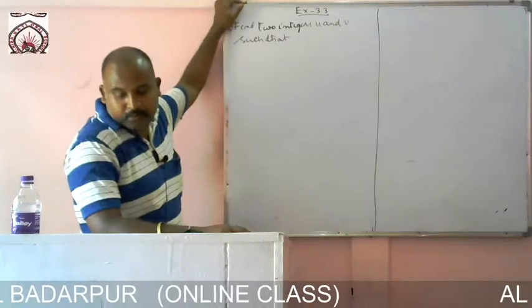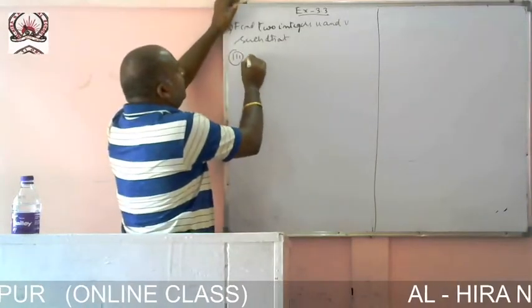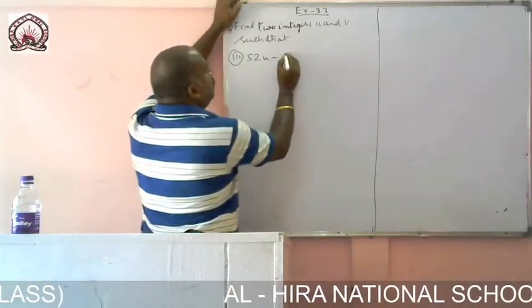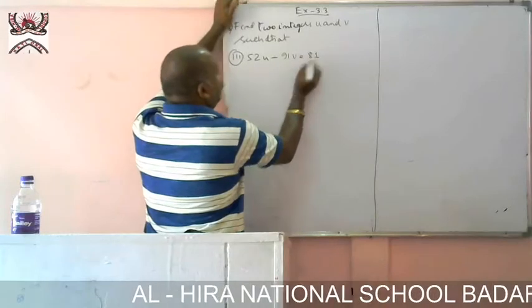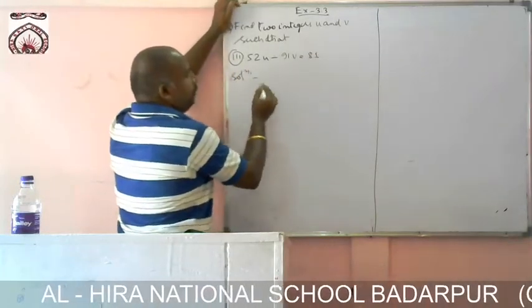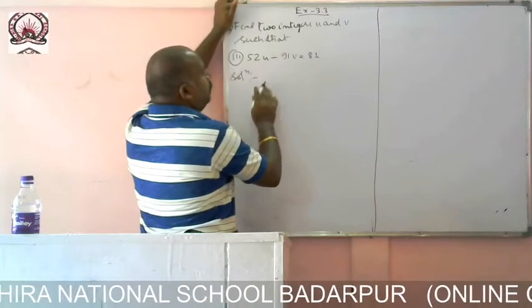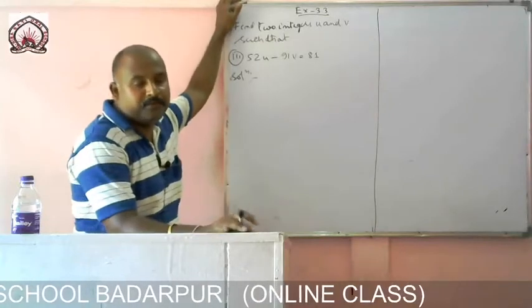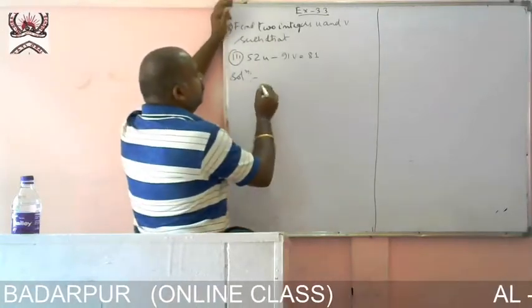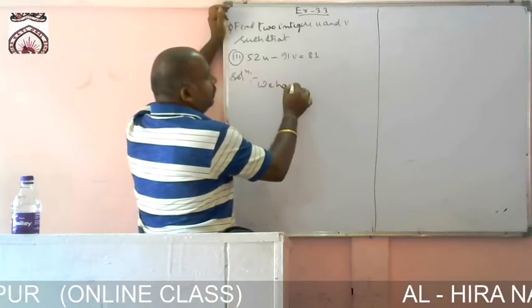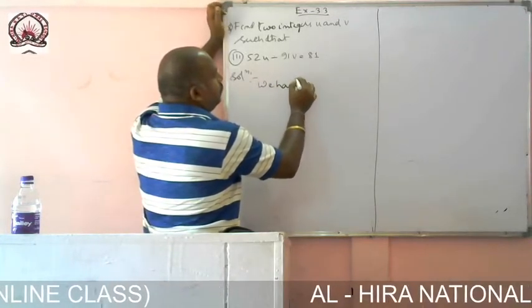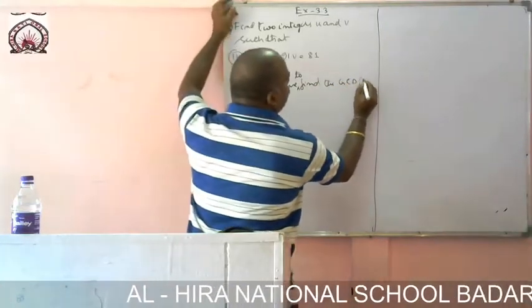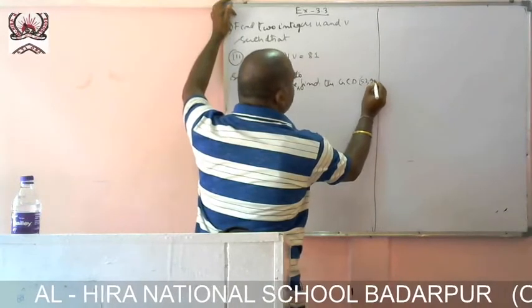Next, another numerical, number 3: 52u minus 91v equal to 81, according to our question. First of all, we have to find the GCD of 52 and 91.